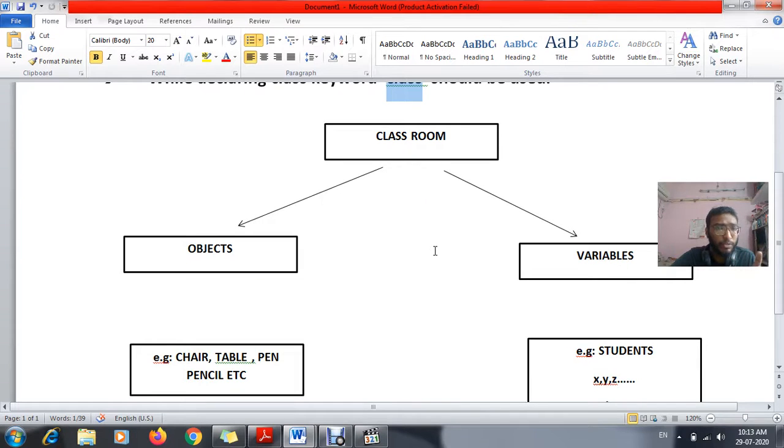Objects means, as I told you, the things which we can see, here chair, table, pen, pencil, according to your classroom. The best example of variables is your students, and each and every student will be having their own quality, that is their own nature. This nature means their own unique name, date of birth, the place where they have been born. Such things will be considered as their particular attributes or methods.